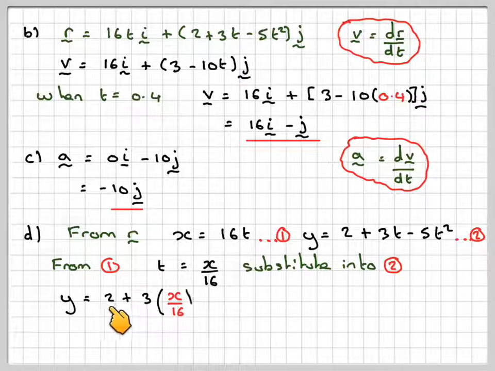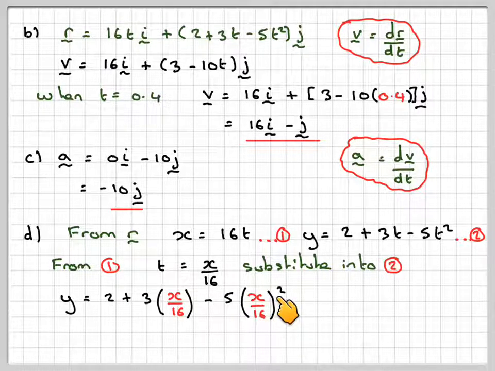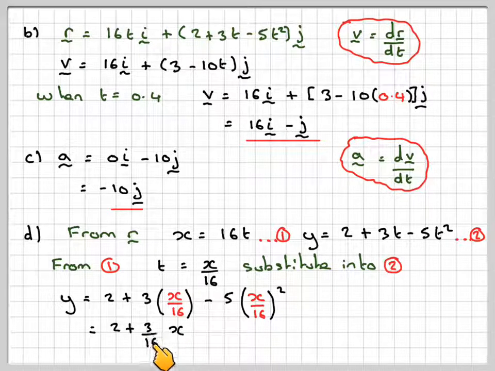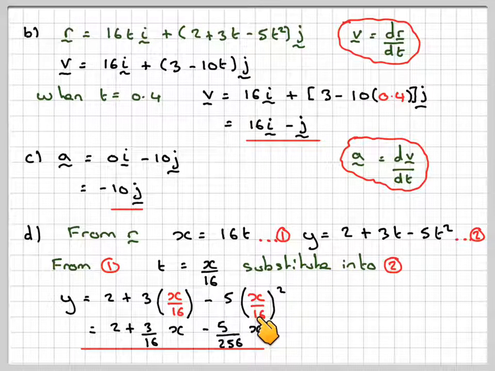So we're going to have that y is equal to 2 plus 3 times x over 16 minus 5 times x over 16 squared. So make sure you substitute into brackets. So that's going to give that y is 2 plus 3 over 16 x, and then if we square 16, we get 256 x squared.